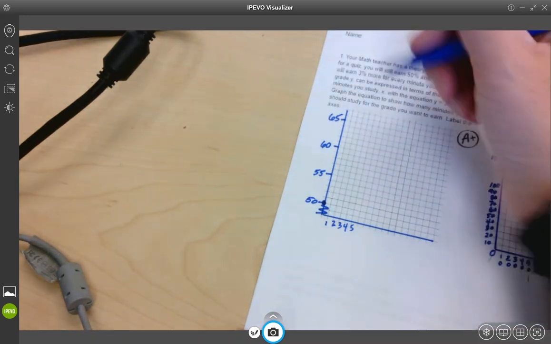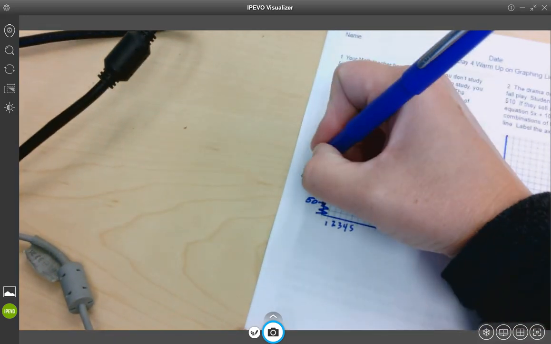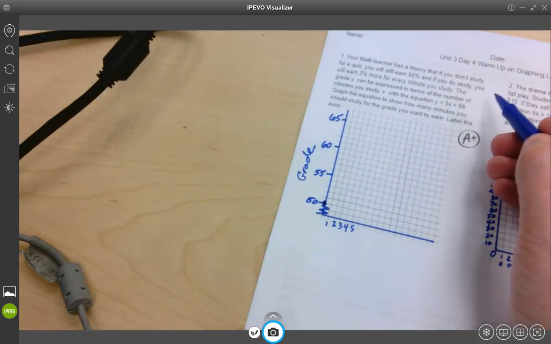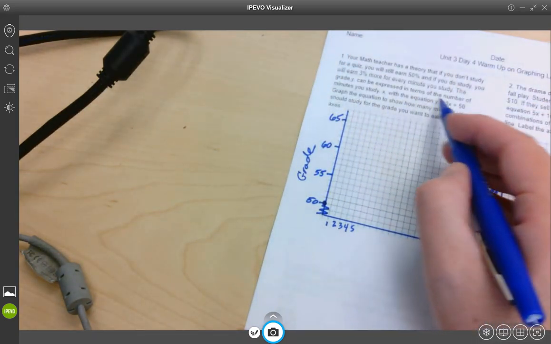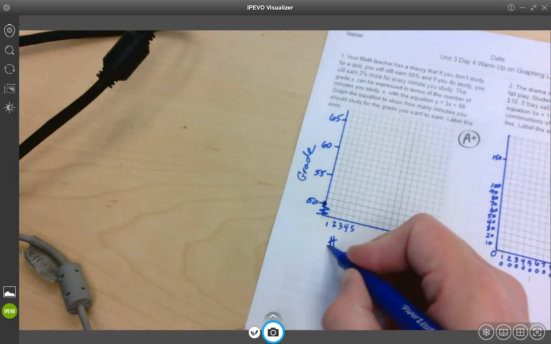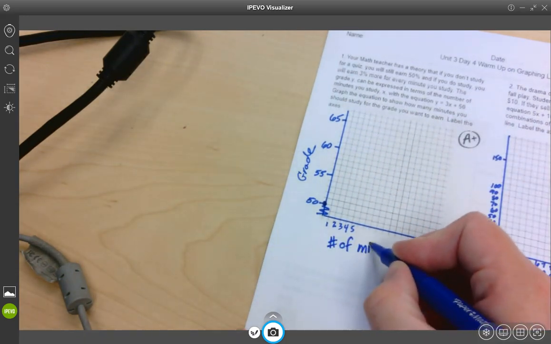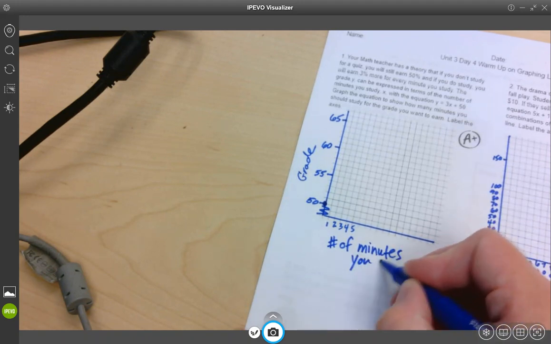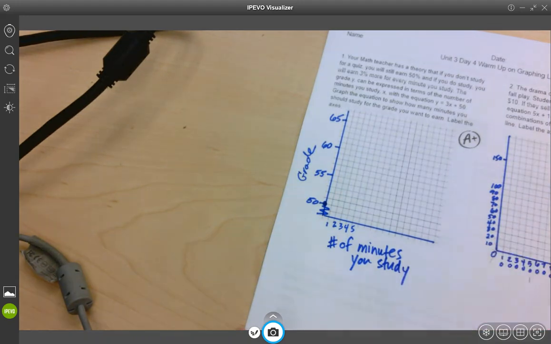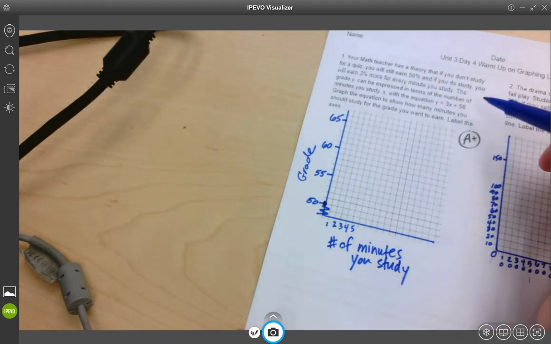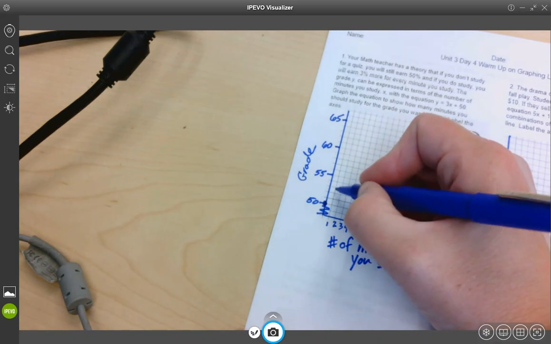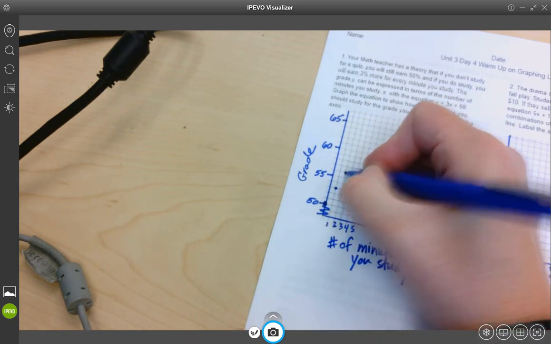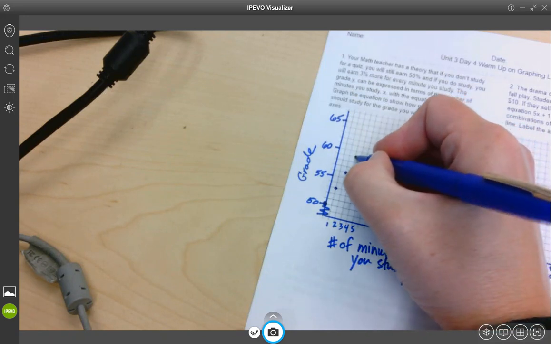The grade y, so make sure that on your y-axis you have marked that this is your grade. The grade y can be expressed in terms of the number of minutes you study. Make sure you have that on your x-axis, okay? And with the equation y equals 3x plus 50. So I'm going to put some of the points that I saw on those 3 papers there.